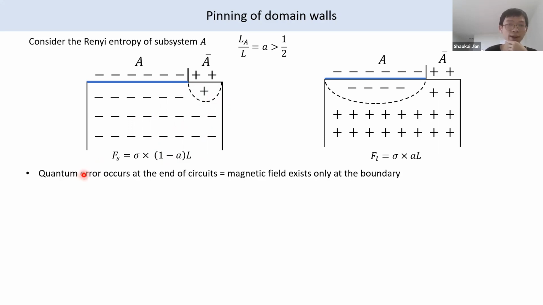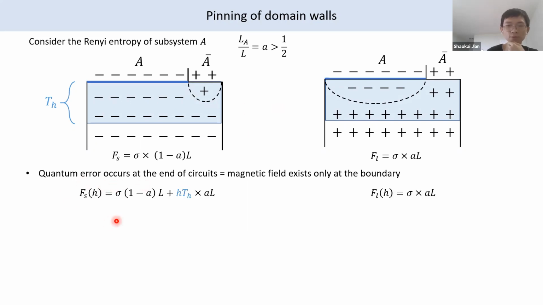However, if we consider quantum error occurring at the end of the circuit, that means a magnetic field exists near the boundary. Let's say the width of where the magnetic field exists is T_H, and in this blue regime there is a finite magnetic field, pointing along plus, along the phi 1 direction. The change of free energy is given by these two formulas. In the first configuration, these vectors are unhappy because of the magnetic field, so you pay a penalty for these unhappy vectors, while in the second case, it is independent of the magnetic field because the vectors are happy with the magnetic field.